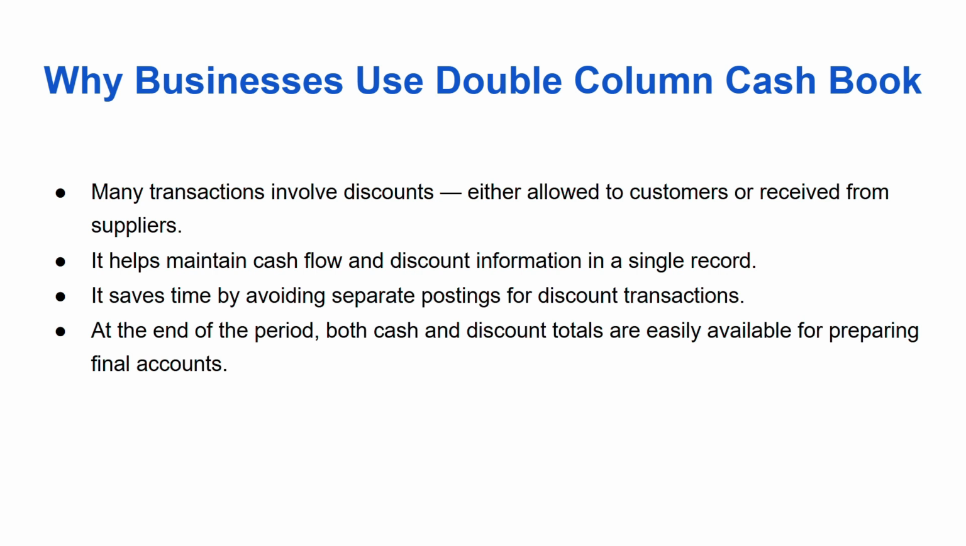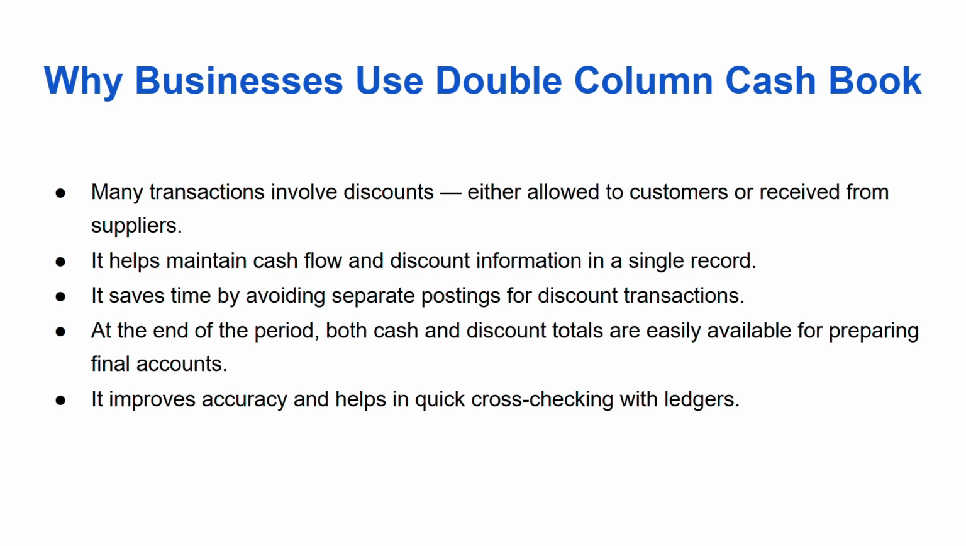At the end of the period, both cash and discount totals are easily available for preparing final accounts. When the business prepares final accounts like the trading and profit and loss account, it needs information about total cash received and paid and total discount allowed and received during the year. If you use a double column cash book, these totals are already available at the bottom of the cash book. You don't need to go through multiple books or ledgers to collect data. This makes the preparation of final accounts faster and more accurate.